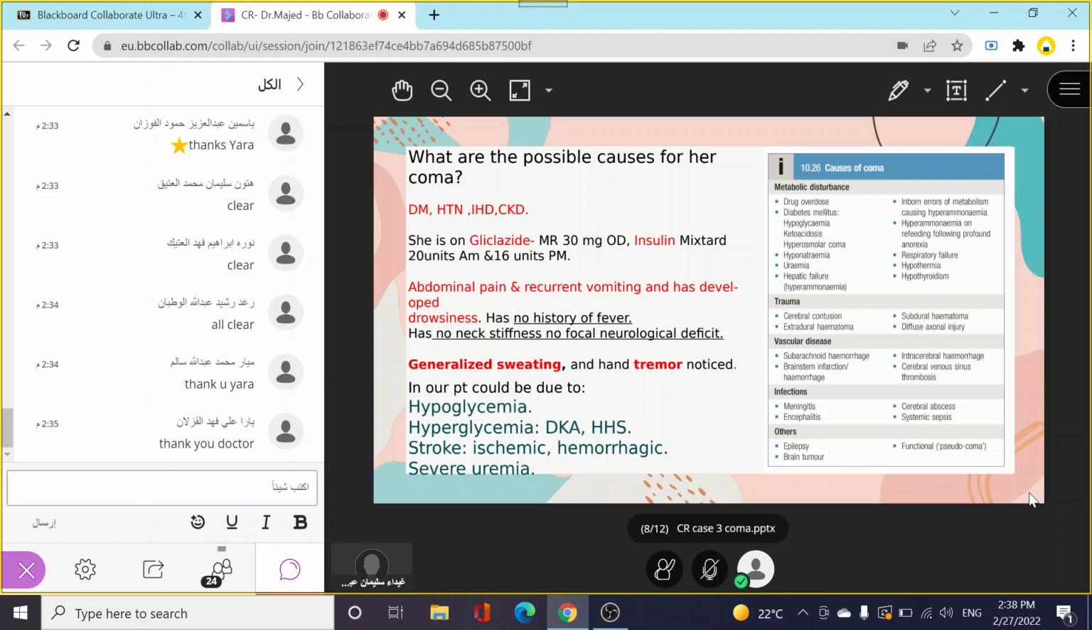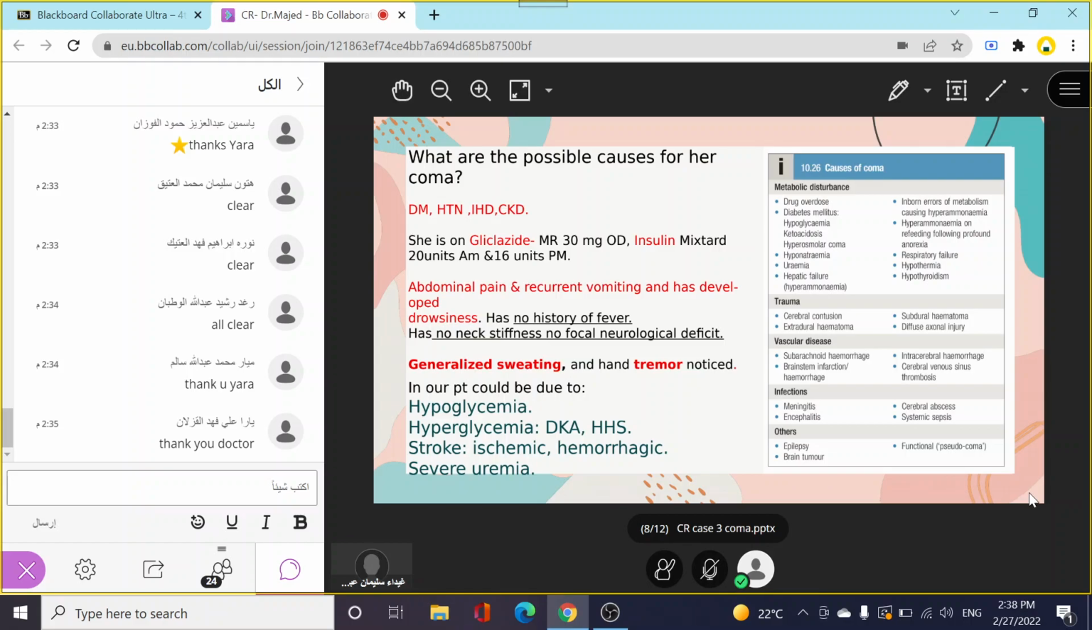And what are the possible causes for her coma? Okay, sorry, I need the slide. But focus on the general causes of coma, then we will talk about the information for the patient, then I will ask you to give me some differential. So general causes of coma include metabolic causes, trauma, vascular causes, infection, and others.